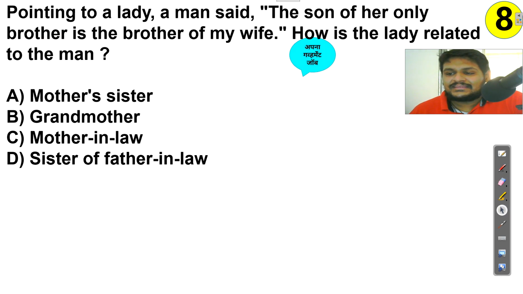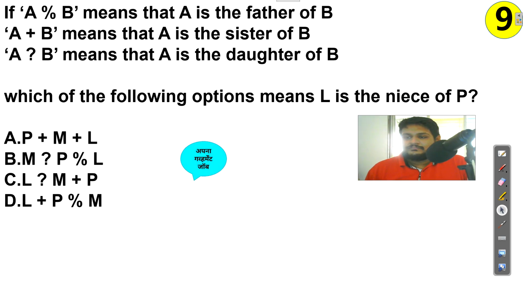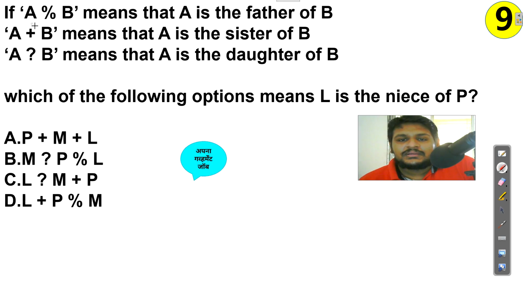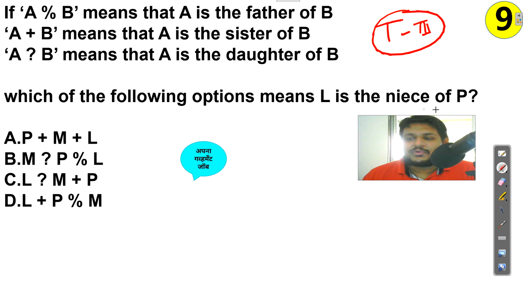See now the next question, and just try this question by yourself. Okay, this is a new type, type 3. See, in such type 3, there are rules which you need to remember. There are 3 rules.